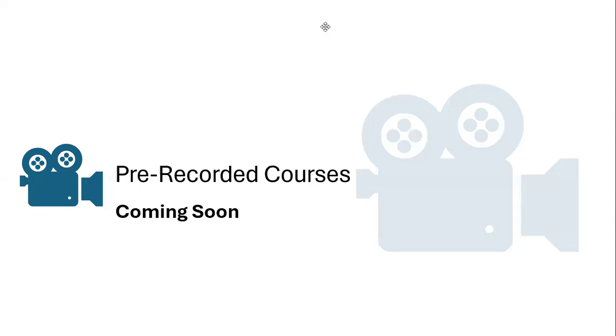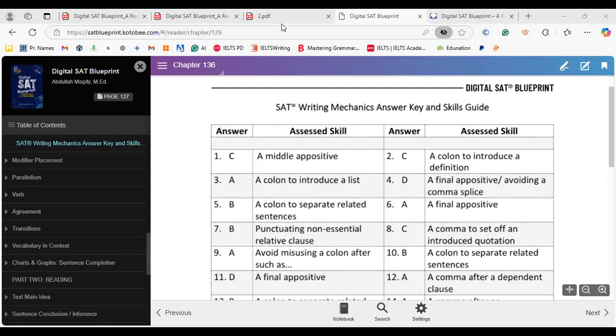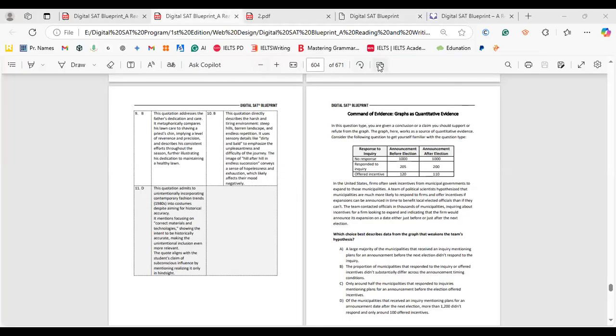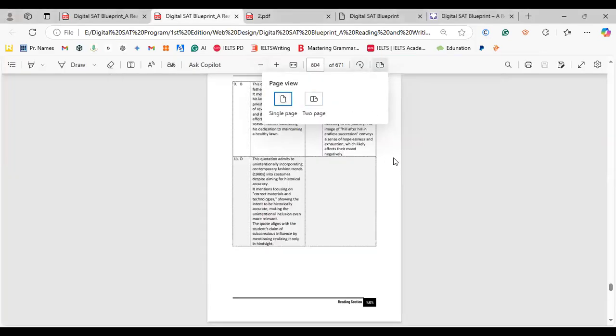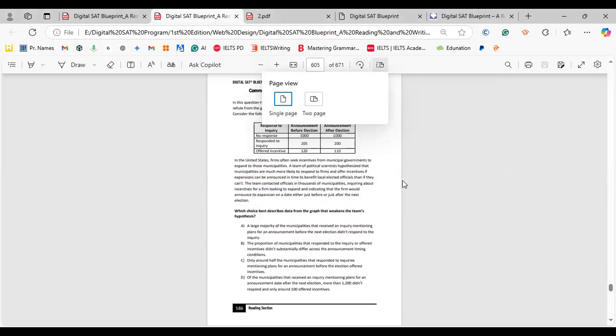Now, before we start with our demo lesson today on quantitative evidence, command of evidence, graphs as quantitative evidence, do you have any questions? I'm happy to answer your questions.